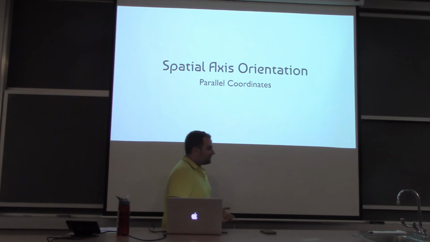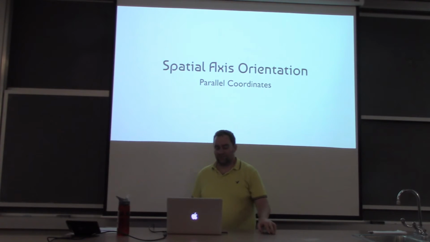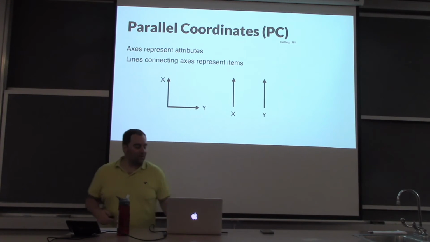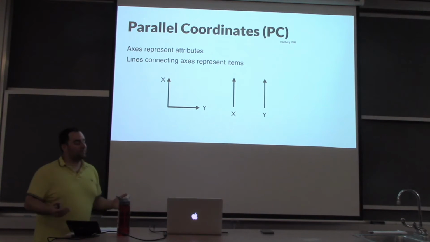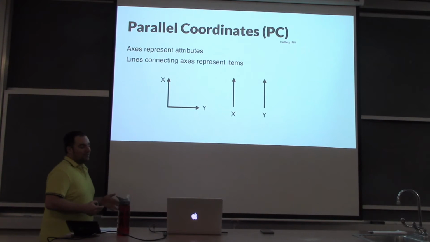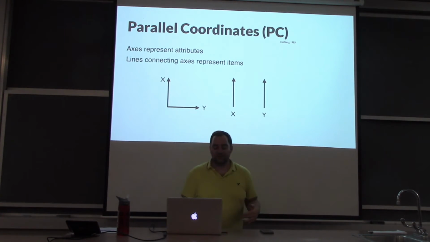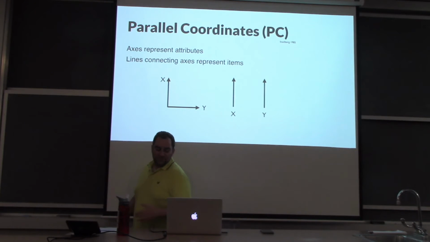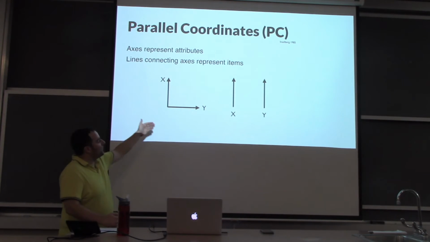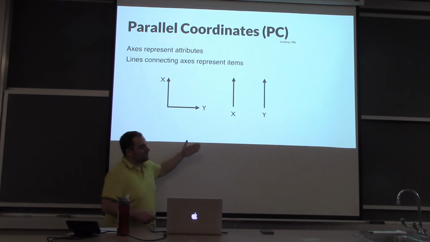Okay, so next I would like to talk about spatial axis orientation, specifically parallel coordinates and later star plots. In parallel coordinates, we have seen them a couple of times, but formally now, axes represent the attributes or the dimensions, and the lines connecting the axes represent the items. So instead of having, like in a scatterplot, x and y orthogonal to each other, they're parallel.